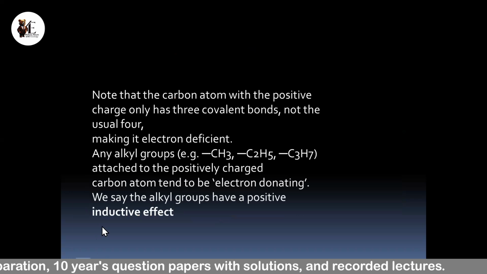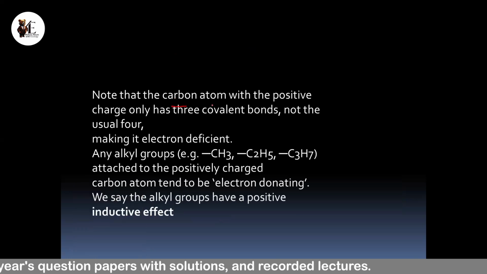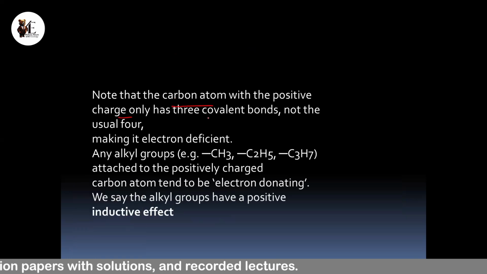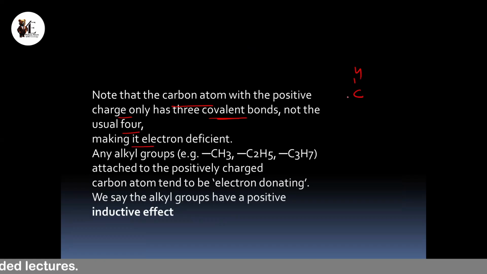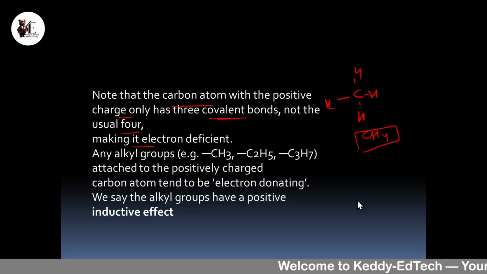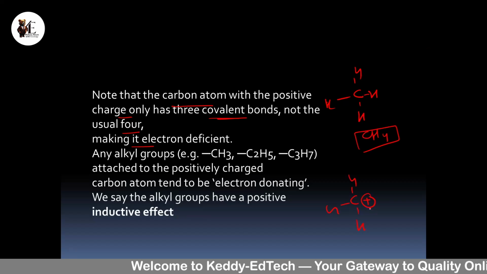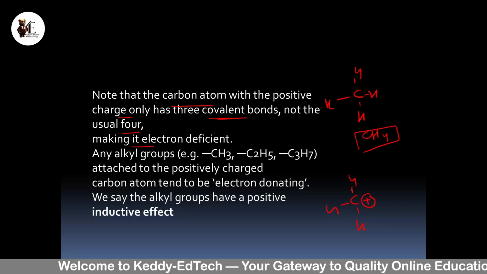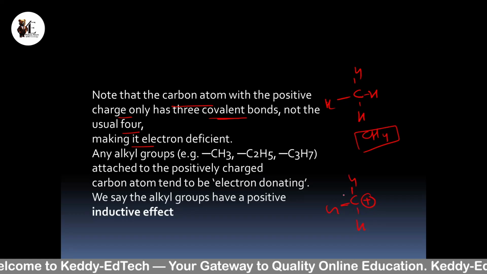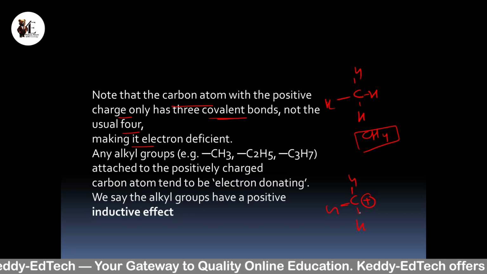Here it is written that the carbon atom with a positive charge has only 3 covalent bonds, not the usual 4, making it electron deficient. You know that carbon always forms 4 bonds. This is methane, CH4, neutral. But if I add one positive charge here, then it becomes electron deficient. Electron deficient means now it can form only 3 bonds, not the usual 4 covalent bonds.